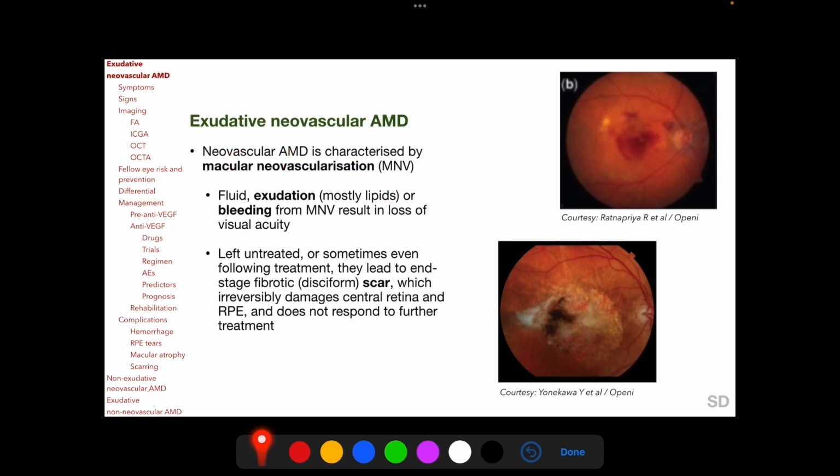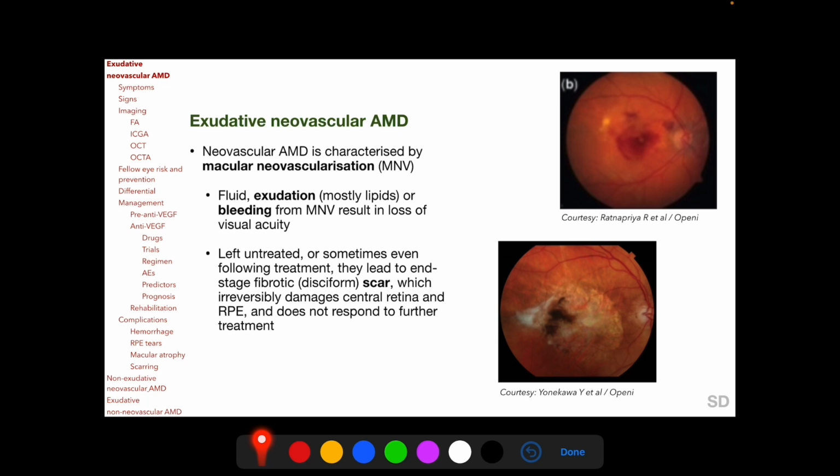Neovascular AMD is characterized by macular neovascularization or MNV, from which fluid transudation, exudation mostly of lipids, or bleeding result in loss of visual acuity, and left untreated or even following treatment, they may lead to end-stage fibrotic or disciform scarring, which irreversibly damages the central retina and retinal pigment epithelium and does not respond to further treatment.